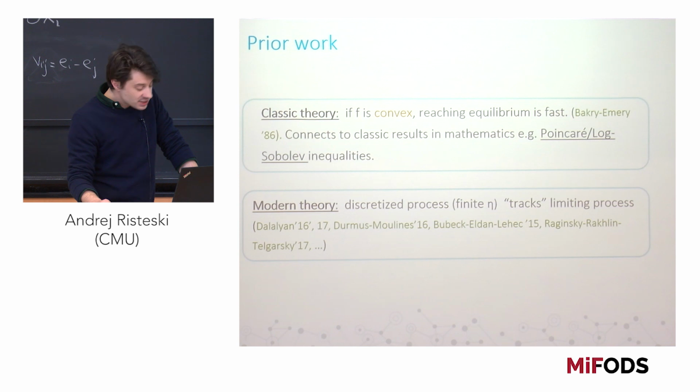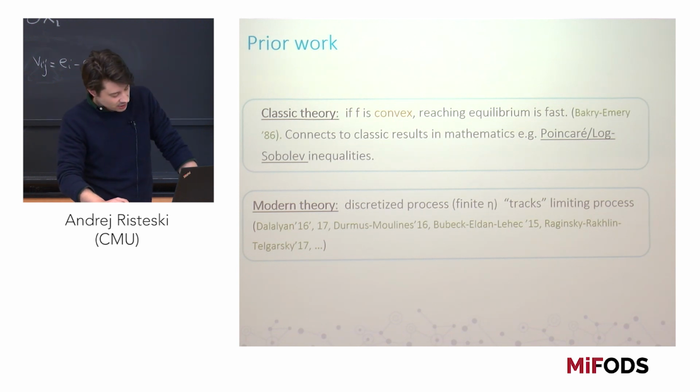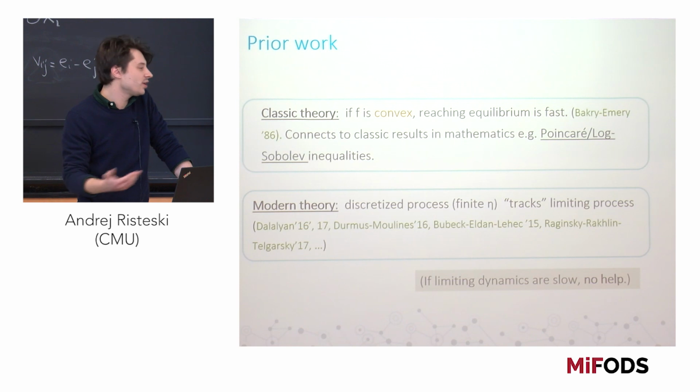And in some sense, what a lot of these works were concerned with is proving that you can pick a discretization such that this discretization tracks the continuous process pretty well, and the amount of steps that you need to run it for is basically comparable to the amount of time that you need to run the continuous process for. And the downside with this is, obviously, if you have a case where the continuous dynamics are slow, then who cares that the discrete ones track the continuous ones, right? So in these particular cases, it's of no help.